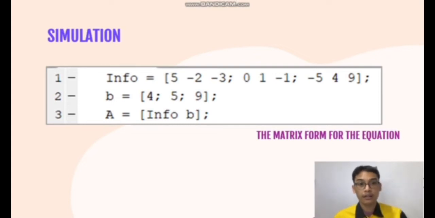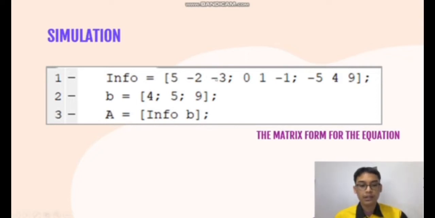After we have obtained the matrix form from our equation previously, we must insert the matrix form inside our MATLAB coding. So in order to insert the matrix form into our MATLAB coding, we must declare the matrix as row 1, row 2, and row 3. The info is the left hand side of our matrix, while B is the right hand side of our matrix.